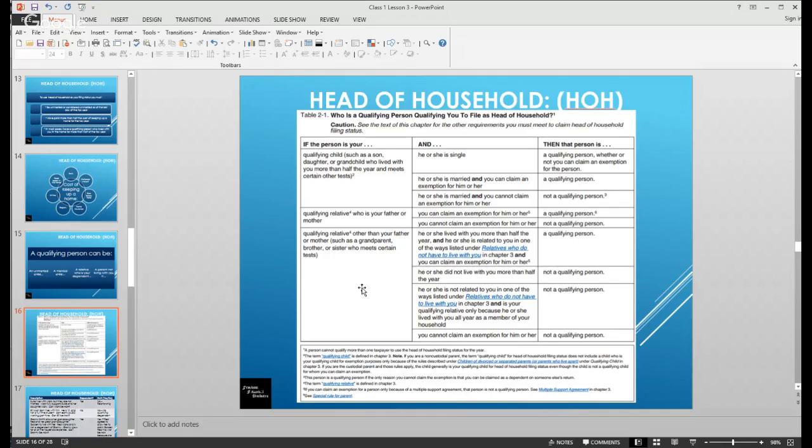If they did not live with you for more than half the year, they're not a qualifying person. And if they are not related to you closely, as we discussed in the last chapter, then they would not be a qualifying person. So whether you can claim them or not, they would not be a qualifying person. It must be that close relationship, and they have to have lived in your household.